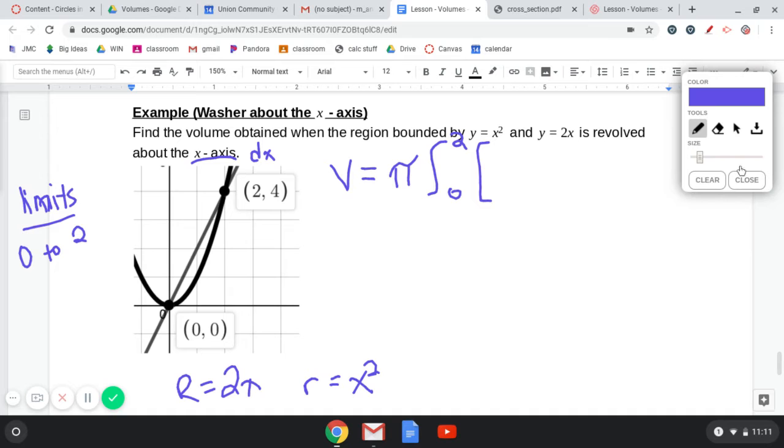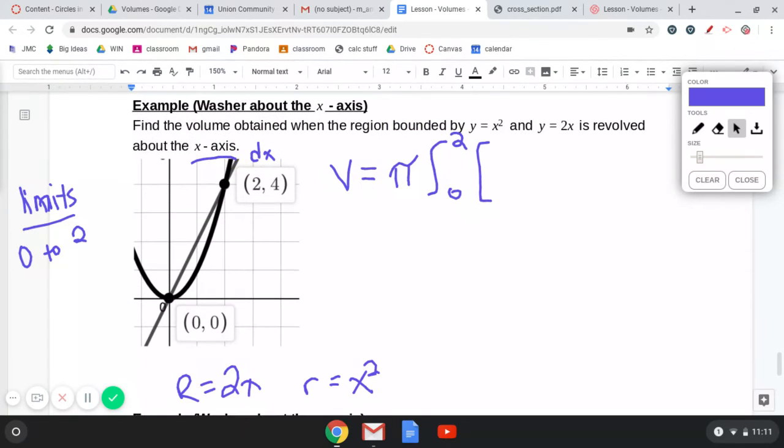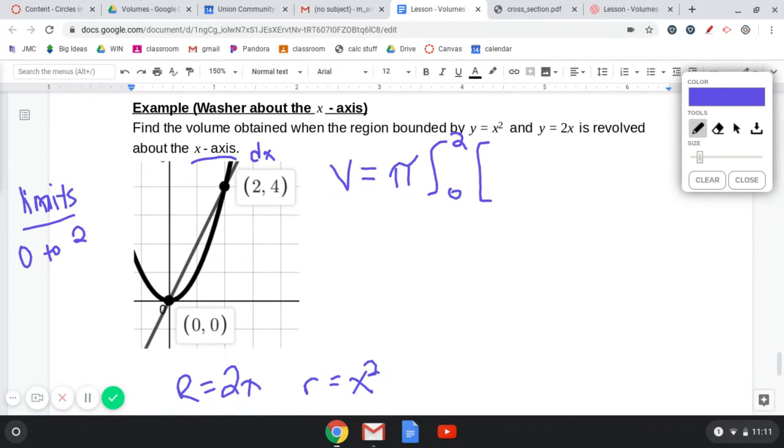So if we take a look at this formula up here, the volume is pi times the integral from your lower limit to your upper limit of your outer radius squared minus your inner radius squared. So for us, that is going to be 2x. Make sure you square the whole function, which includes the 2. So (2x) squared minus (x squared) squared dx.